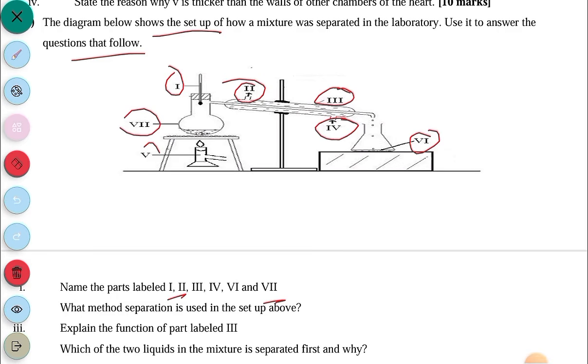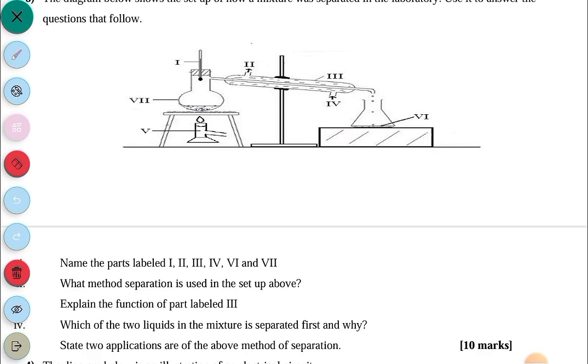Then it says, explain the function of the part labeled II. So II, which is the condenser, reduces the kinetic energy of the liquid that is evaporating. So when the kinetic energy is reduced, what happens? The state of matter changes. So when you reduce the kinetic energy of gas, it reverts back to liquid. So that's what becomes the distillate, and you see it as V.